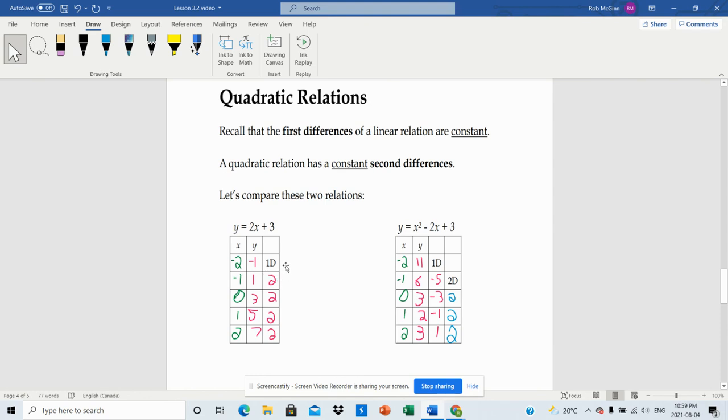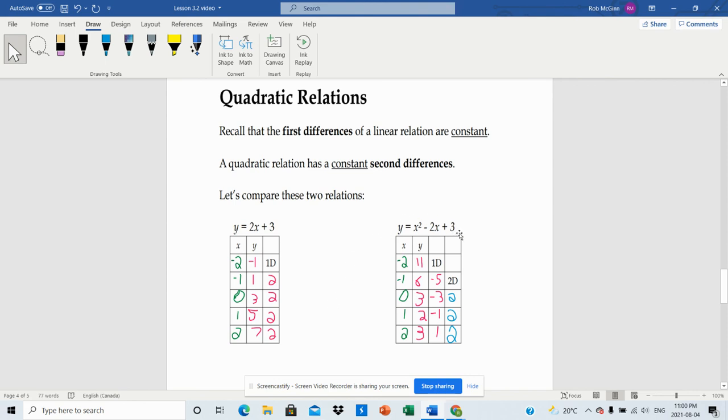To find our first differences, we're going to take y and subtract the previous y value. We want to find out what happens when x changes 1 unit. What happens to y? What's the change in y? So in this case, 1 minus minus 1, that's the same thing as 1 plus 1, so that's 2. 3 minus 1 is 2, 5 minus 3 is 2, and 7 minus 5 is 2. So our first differences are the same. That tells us it's a linear relation.